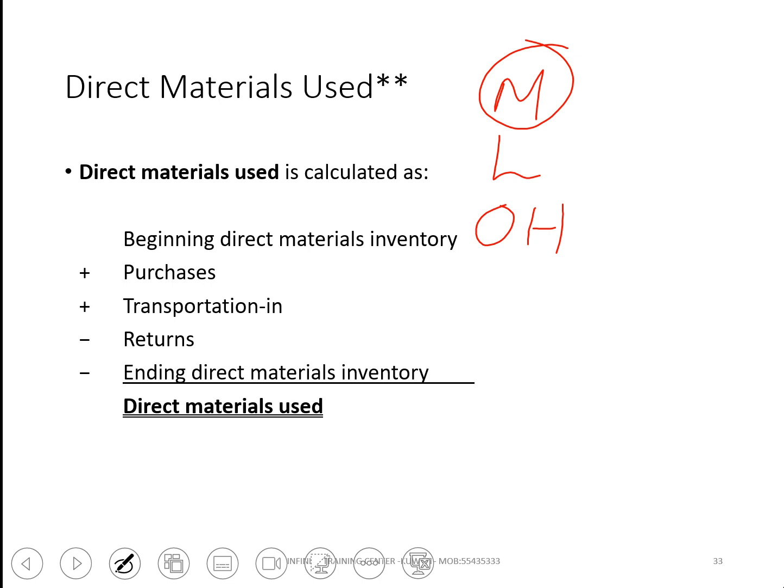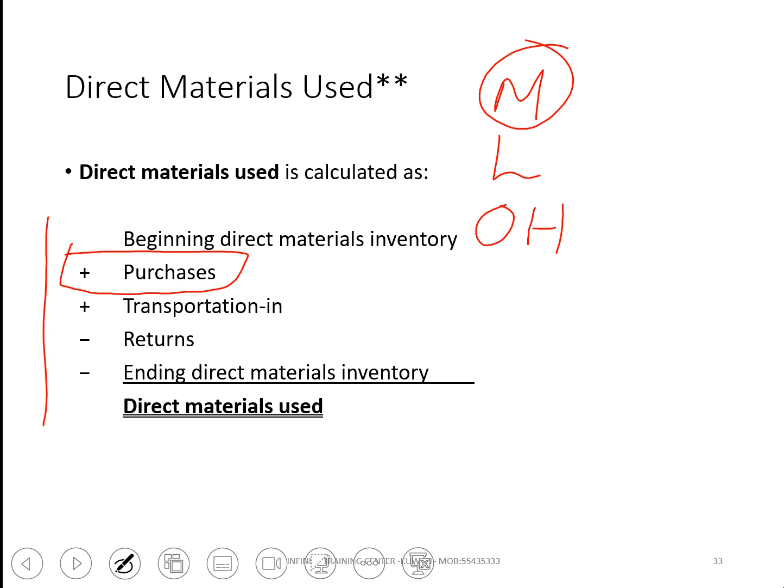How much raw material we have used in the production. To calculate that, we have this formula, or we can think like this. We have to know how much we used in production, right? That is what we have to know. So what we can do is go and check how much we purchased during this period.